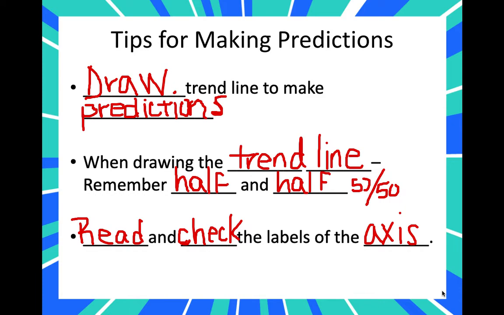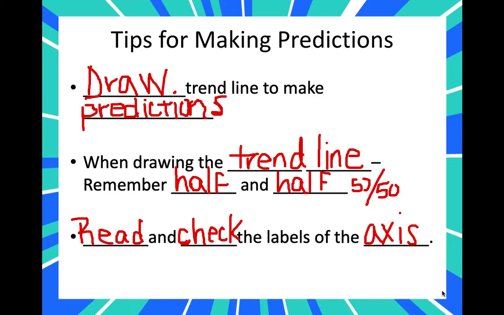So is it talking about temperature? Is it talking about gallons of water? Is it talking about days of the week? What is it talking about? And then when I say check, I mean check the numbers, okay? Is it counting by ones? Is it counting by tens, hundreds, thousands? What is it counting by?